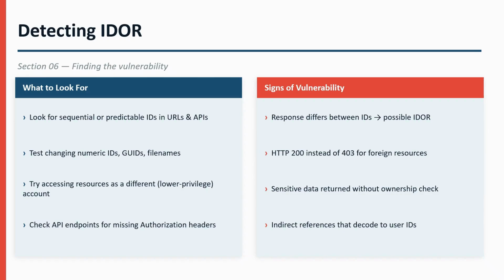Some clear signs that you found an IDOR: the server returns different data depending on which ID you send. It returns an HTTP 200 instead of 403 when you access another user's resource. It returns sensitive data without verifying ownership, or it uses indirect references that can be decoded to a real user's ID.